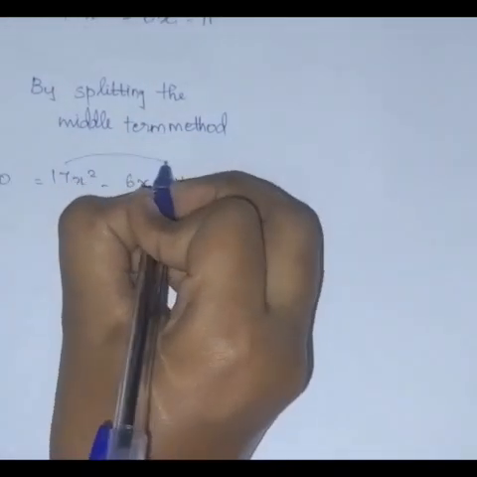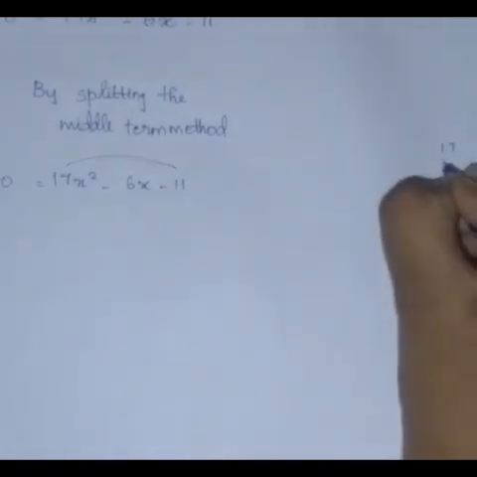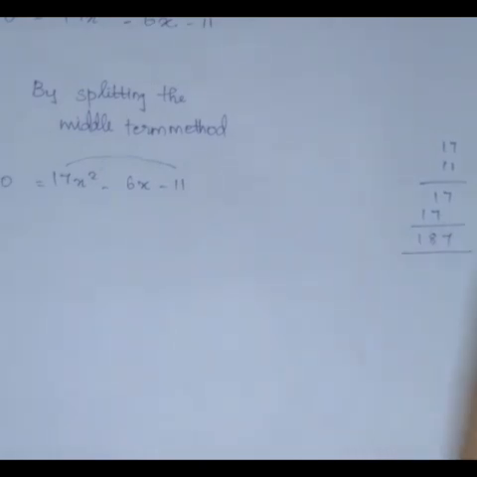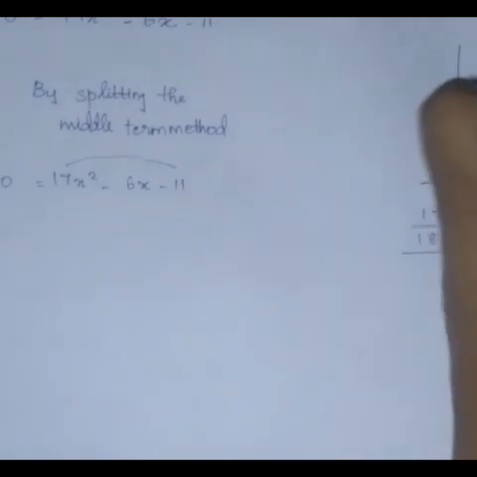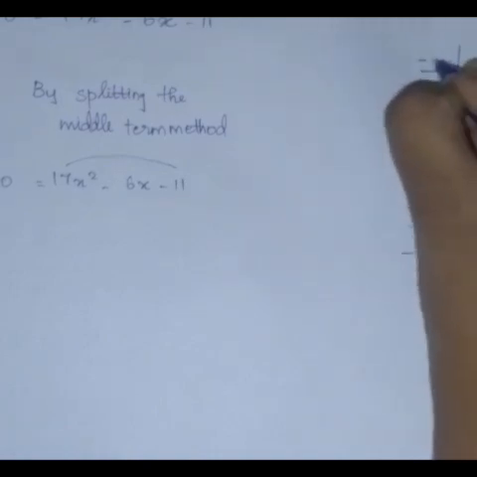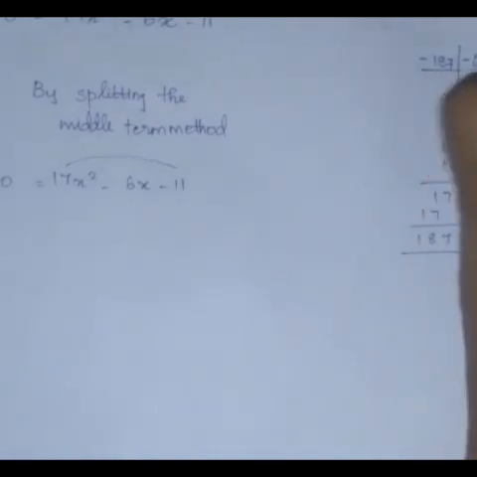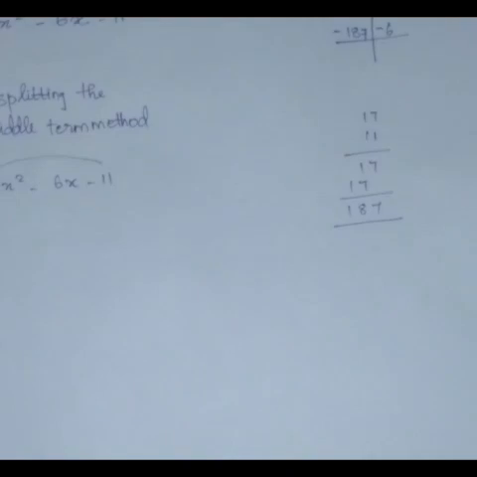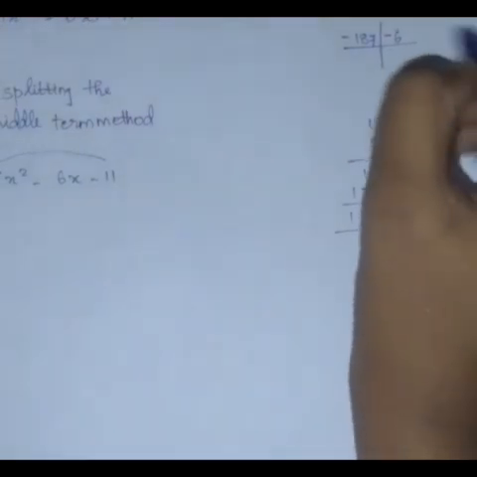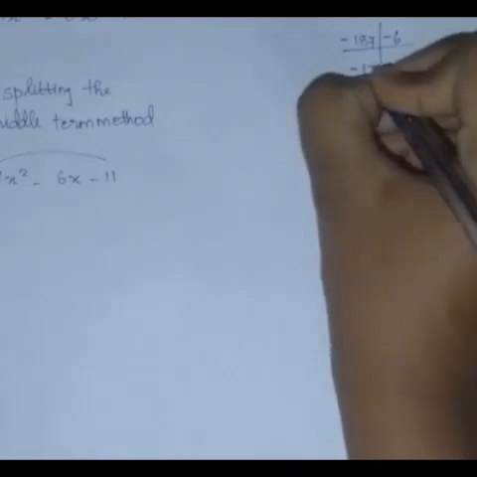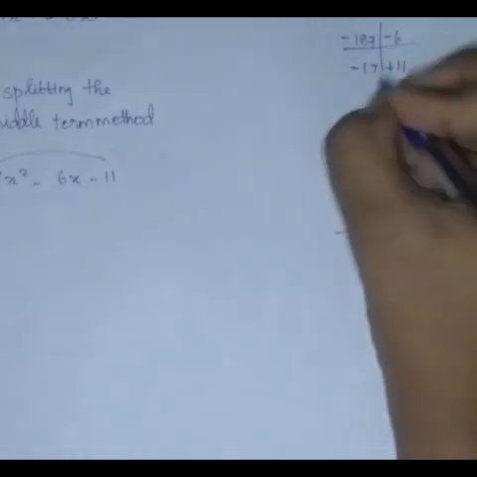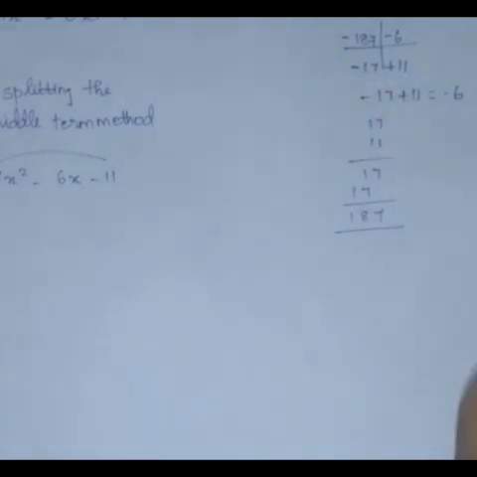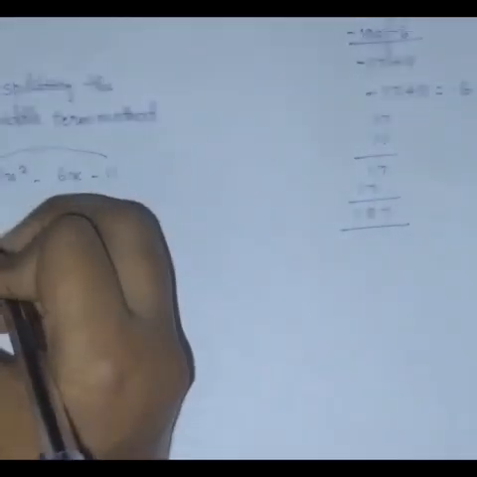When we multiply 17 into 11, it is minus 187 as 17 into minus 11, and we need to get minus 6. So we can go with minus 17 and plus 11. So when we add them, we would get minus 6, which we actually need, and minus 17 into 11 we would get minus 187, which is what we need.